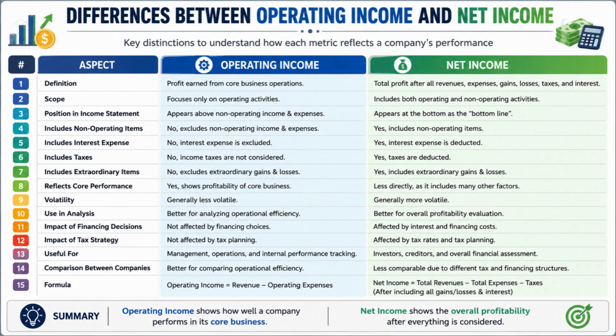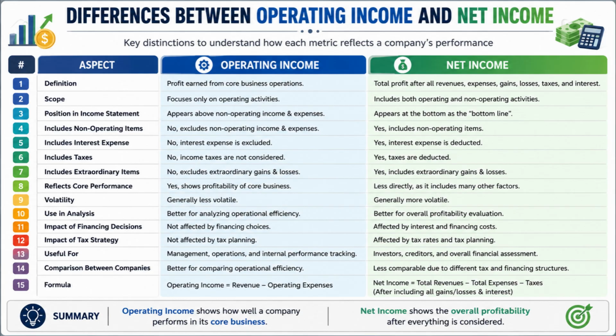Number 9. Operating income is generally less volatile because it excludes many external factors, whereas net income is usually more volatile due to the inclusion of taxes, interest, and non-operating items. Number 10. Operating income is useful for evaluating operational efficiency, whereas net income is useful for evaluating overall financial performance.